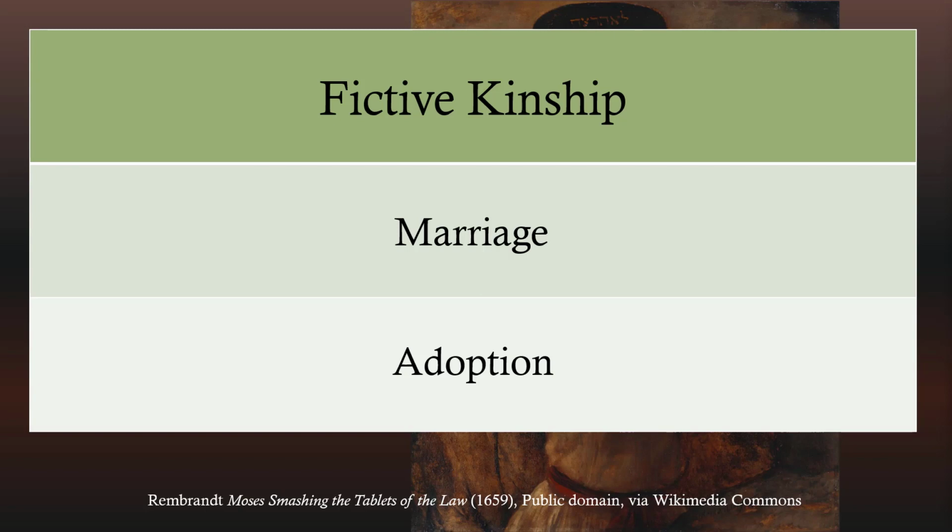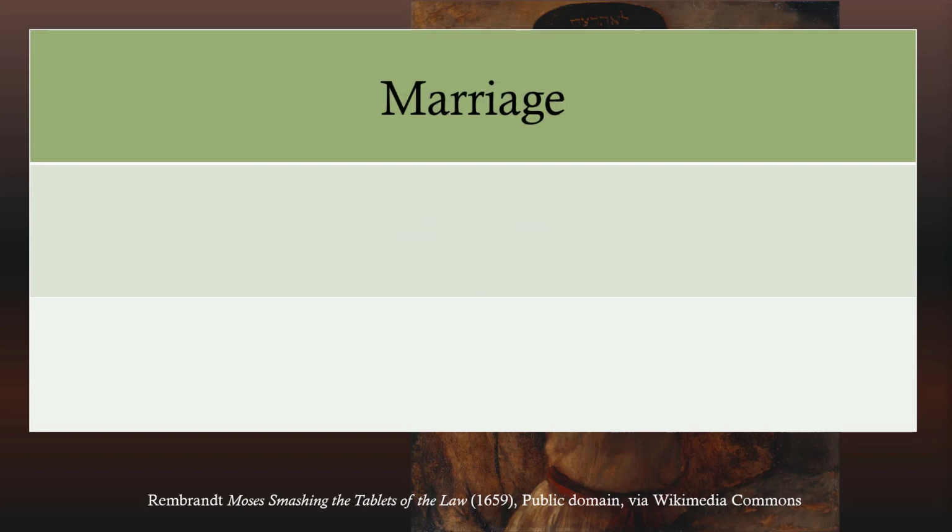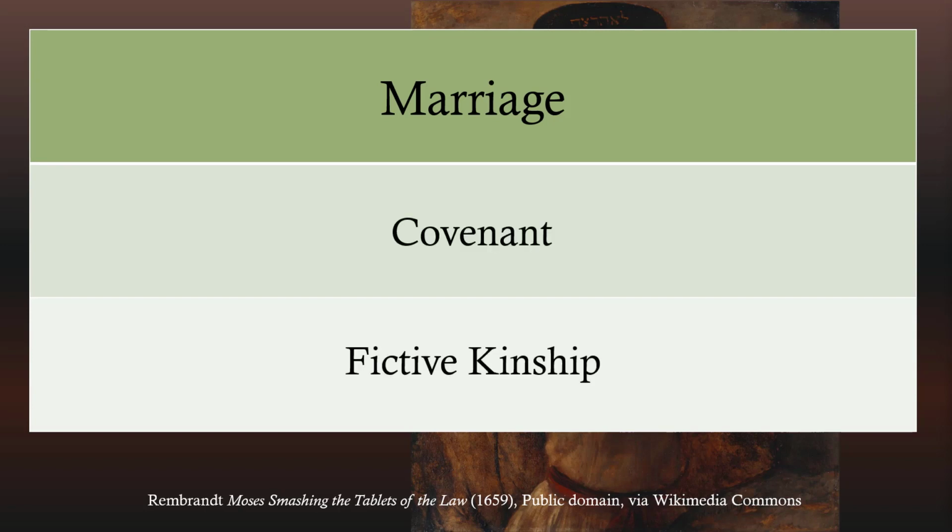So marriage and adoption. If we just look at marriage, marriage does two things, right? It's both a covenant and a fictive kinship. When you go to a wedding, what you're watching is a wedding covenant take place. You stand there, and when you're married, there are stipulations and obligations, and you have different expectations of the individuals now that you're inside that relationship. That's, of course, what that is, right?